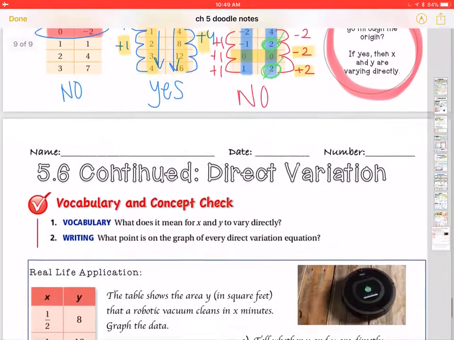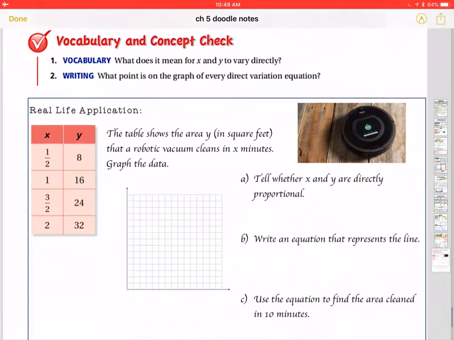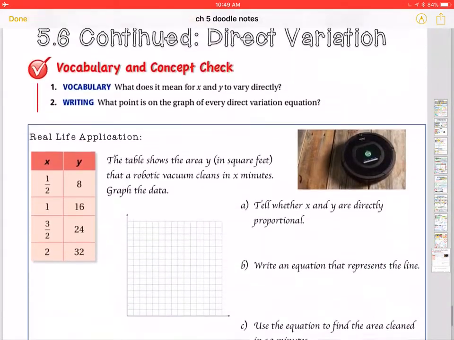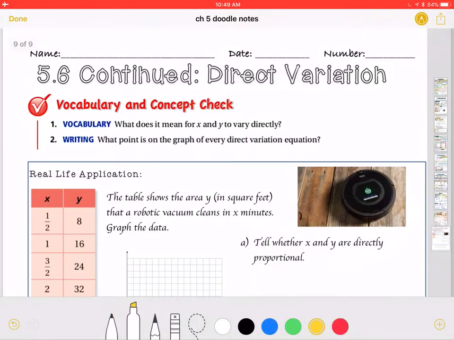We're going to go on to our continued section and do kind of a real life application and a few other things that we need to know. Real quick, let's do a vocab and concept check. See what we know so far. What does it mean for X and Y to vary directly? Go ahead and answer that real quick. Maybe write it down, maybe answer it in your head.